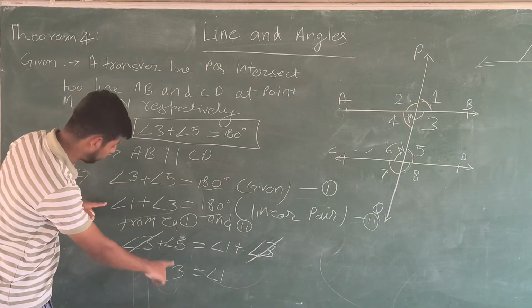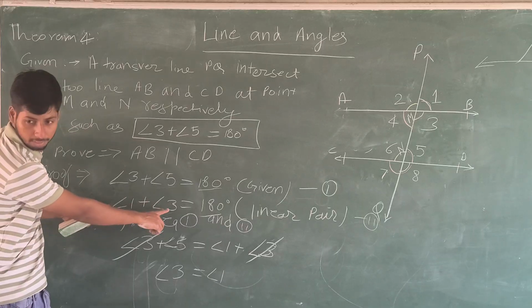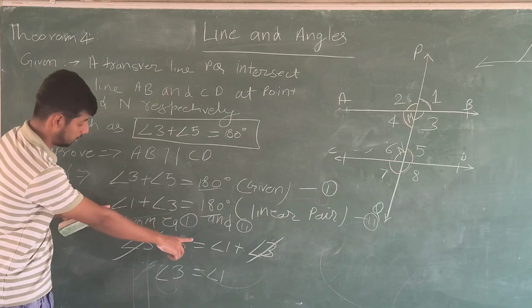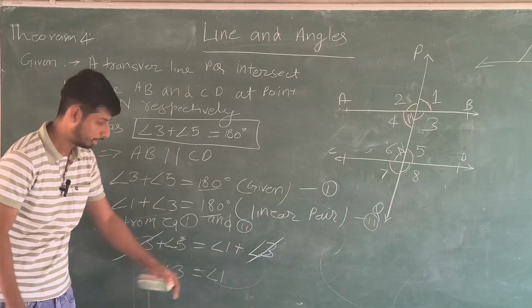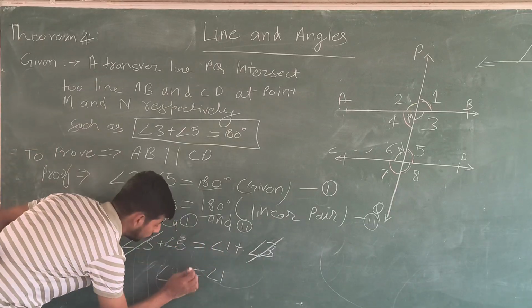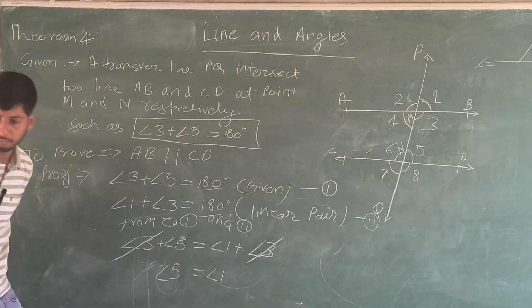Yeah, I am rewriting here. Look at here, angle 3 plus angle 5 equals 180, and on this side angle 3 plus angle 1 equals 180. So angle 3 cancels out, and angle 1 is equal to angle 5.